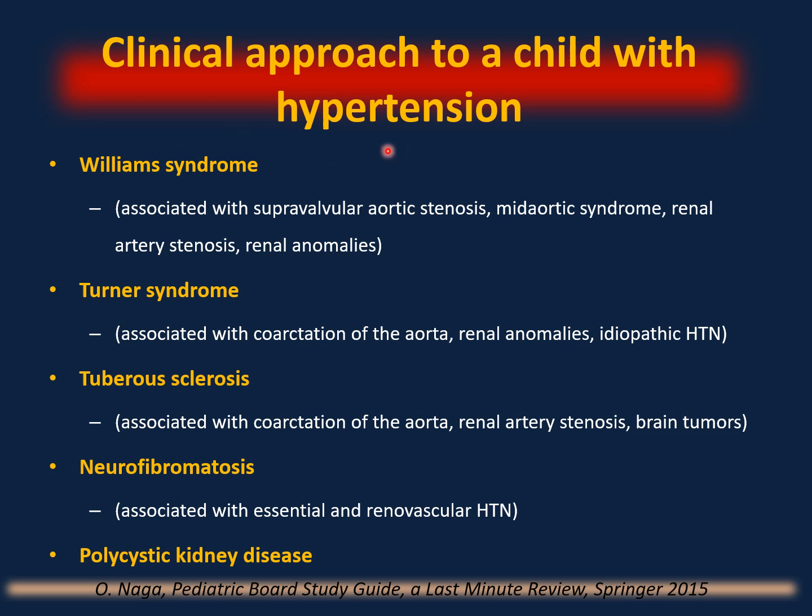Syndromes associated with hypertension: Williams syndrome associated with supravalvular aortic stenosis, mid-aortic syndrome, renal artery stenosis and renal anomalies, Turner syndrome associated with coarctation of aorta, renal anomalies and idiopathic hypertension, tuberous sclerosis associated with coarctation of aorta, renal artery stenosis and brain tumors, neurofibromatosis associated with essential and renovascular hypertension, polycystic kidney disease also can cause hypertension.